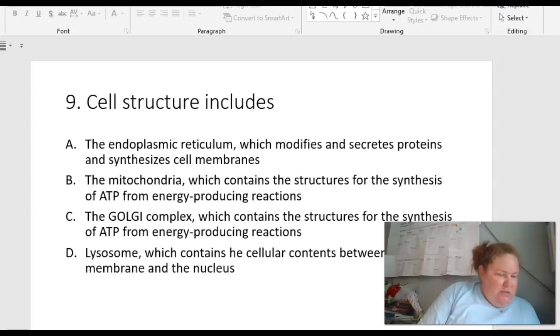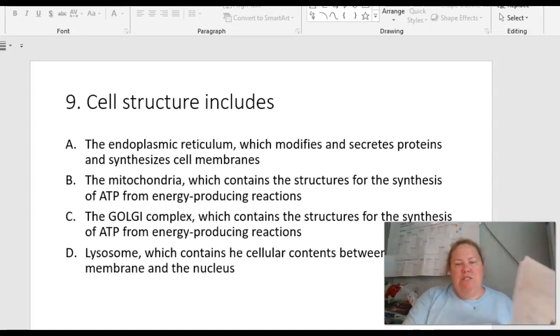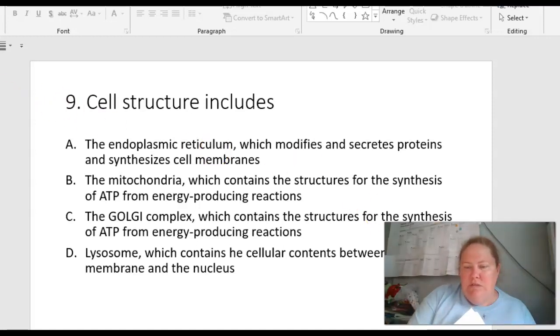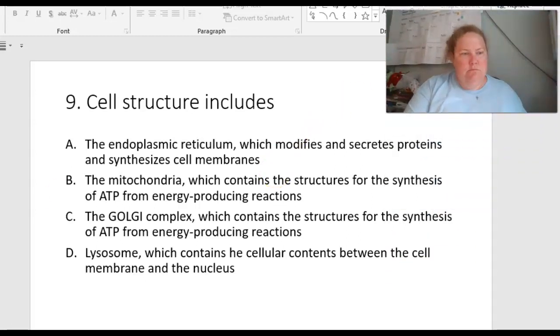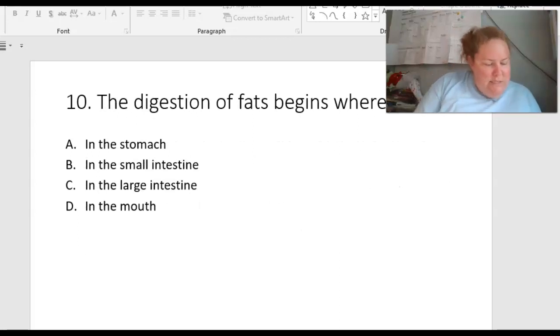Cell structure includes what? This would be B, the mitochondria, which contains the structures for the synthesis of ATP from energy-producing reactions. Let me move this up here. All right. The digestion of fats begins where? This would be in the small intestine. Okay, so B as in boy.